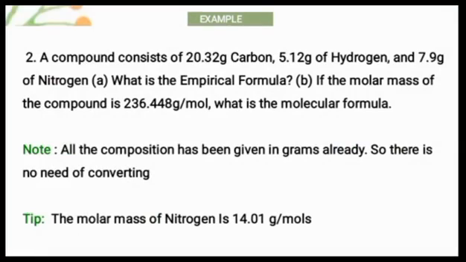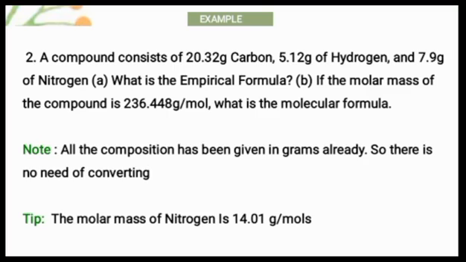Okay, let's solve this example yourself. A compound contains 20.32 gram of carbon, 5.12 gram of hydrogen, 7.9 gram of nitrogen. A. What is the empirical formula? B. If the molar mass of the compound is 236.448 gram per mole, what is the molecular formula?